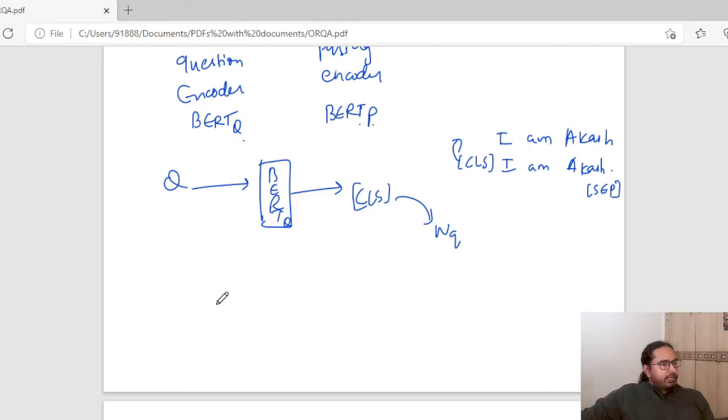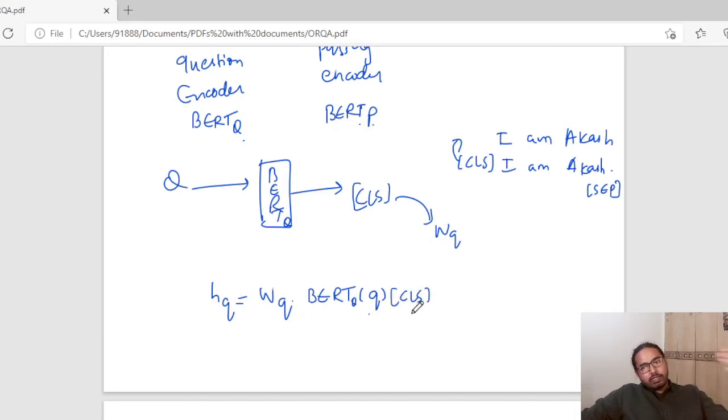So mathematically, if we write, the final representation of the question, represented as HQ, is nothing but WQ times the representation of the CLS token after passing that question through the BERT model. So this is the representation of a question.